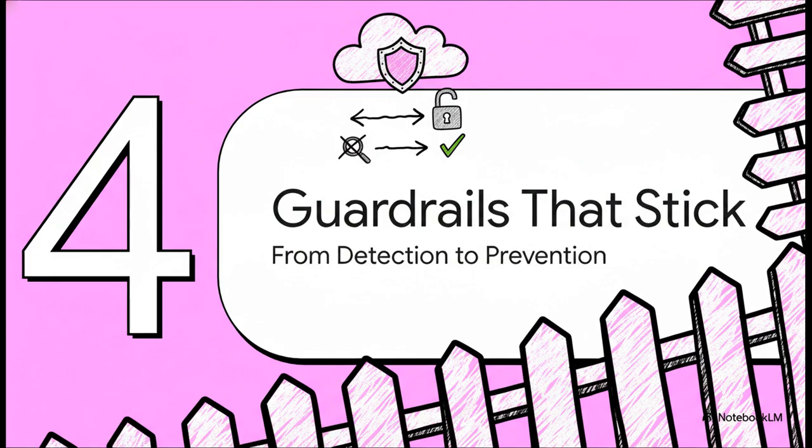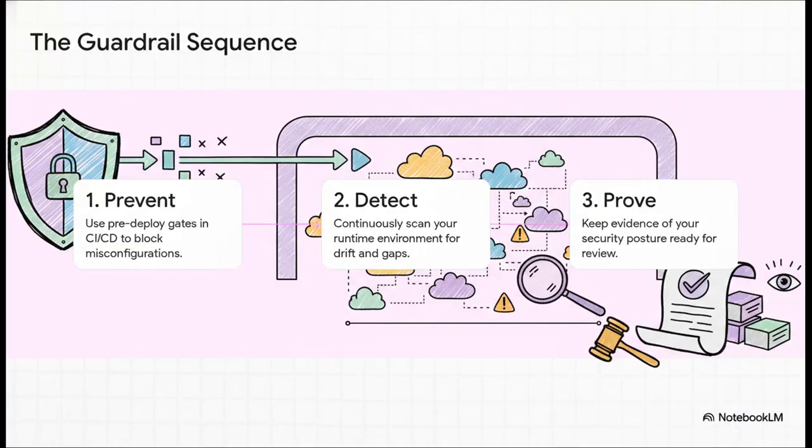So now that we know how to prioritize, let's talk about getting ahead of this whole mess. We need to move from just finding problems to actually preventing them from ever happening in the first place. We need guardrails that actually stick. The strategy is a simple sequence: prevent, detect, and prove.